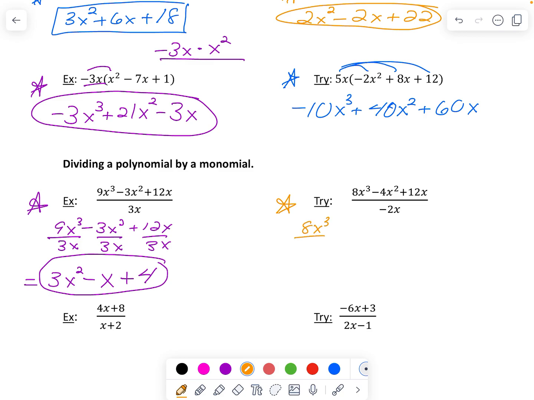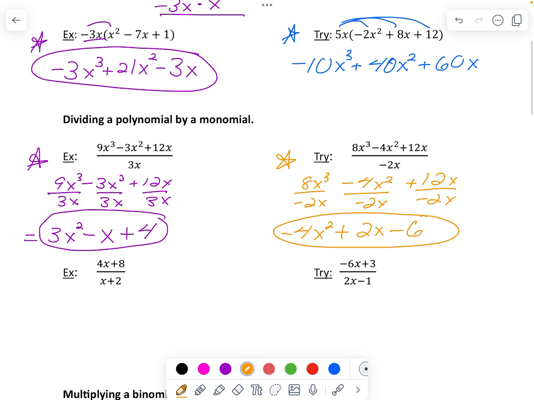So here we go. We're going to do just like we did the last one. I'm going to do 8x squared over -2x minus 4x squared over -2x plus 12x over -2x. So 8 divided by -2 is -4, x to the second. Now negative divided by negative is going to be plus 2x. 12 divided by -2 is -6. And there we go.